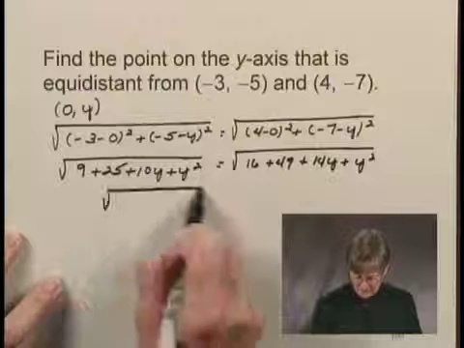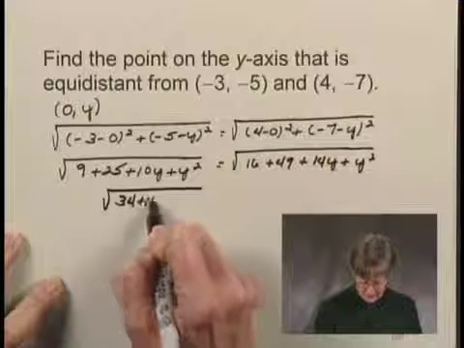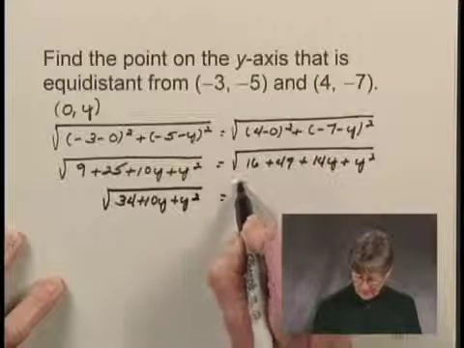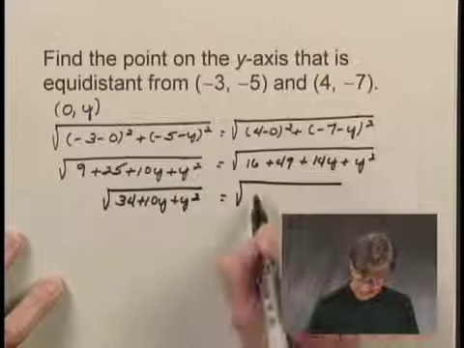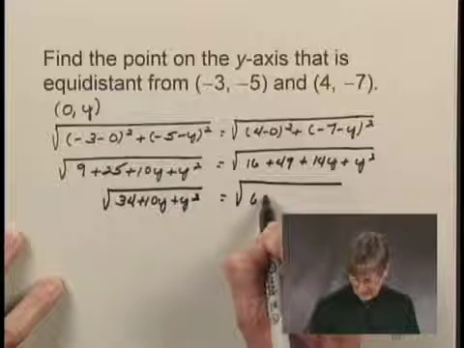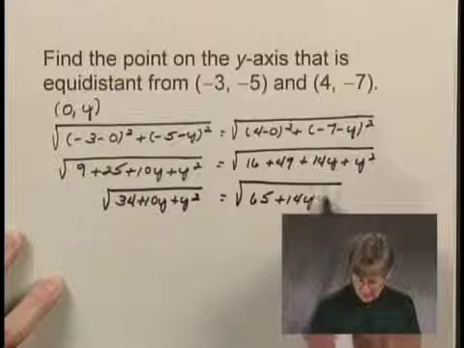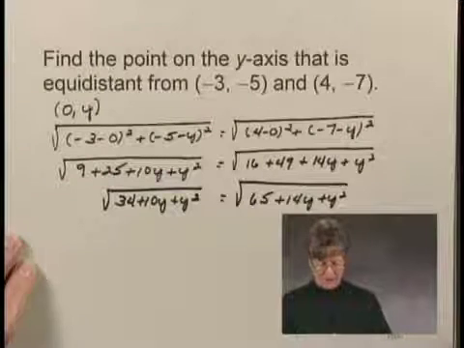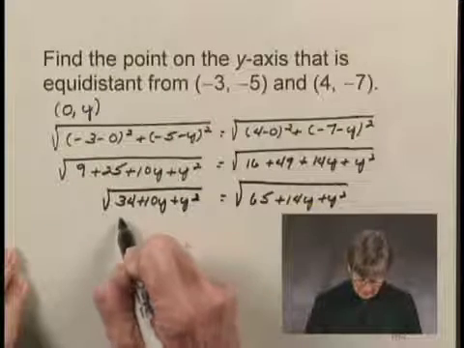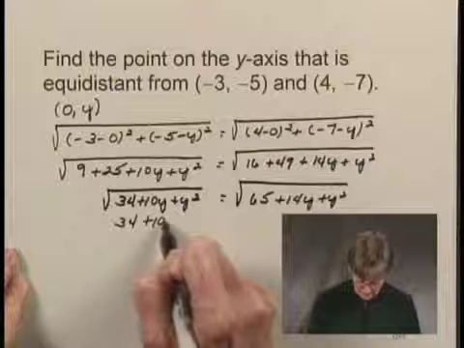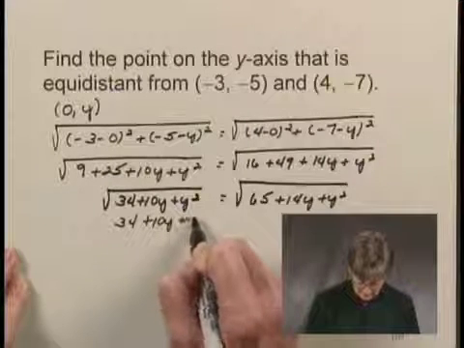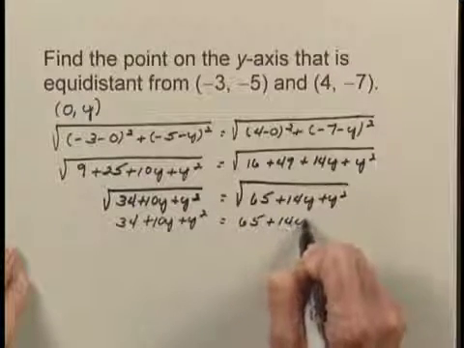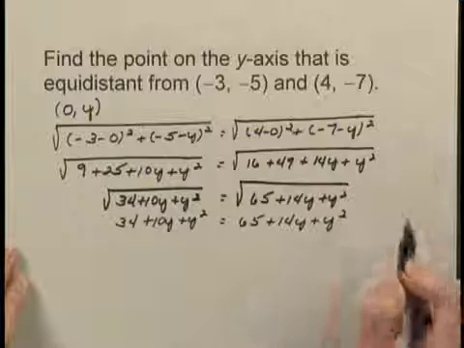Now I can add constants in both places. On the left I'll have the square root of 34 plus 10y plus y squared, and on the right I can add 16 and 49, I get 65, so I have the square root of 65 plus 14y plus y squared. Now let's square both sides of this equation to eliminate the radicals. When we do that, we get 34 plus 10y plus y squared on the left, and we get 65 plus 14y plus y squared on the right.